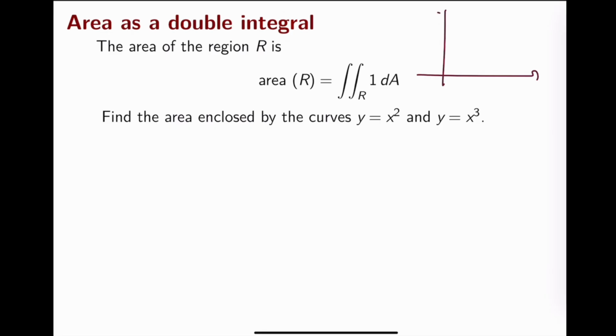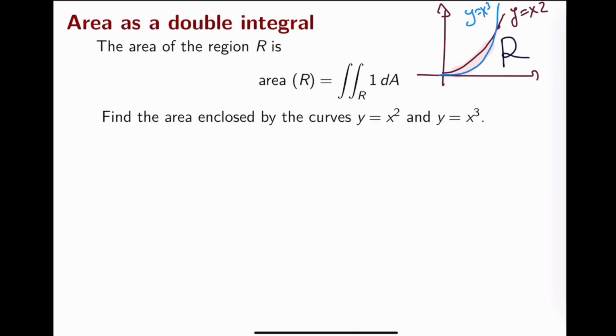So if we draw these curves, one is the familiar parabola, y equals x squared, and the other one is y equals x cubed. And we want to calculate the area under these two. So you should be able to do this problem as an integral of a function of one variable, but it can be done also as a double integral by considering just a 1 as a function to integrate. So let's write down how the integral would be for this case.